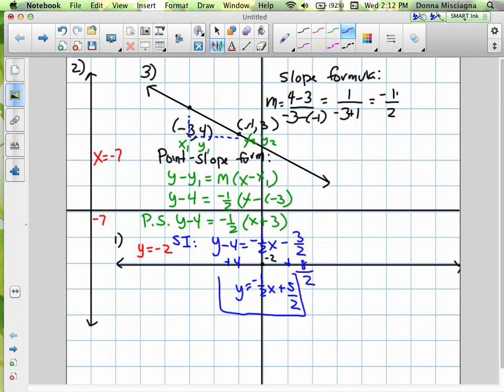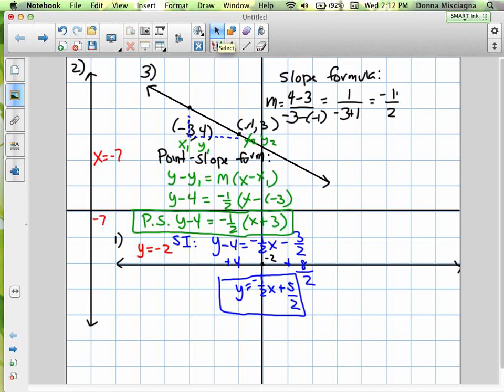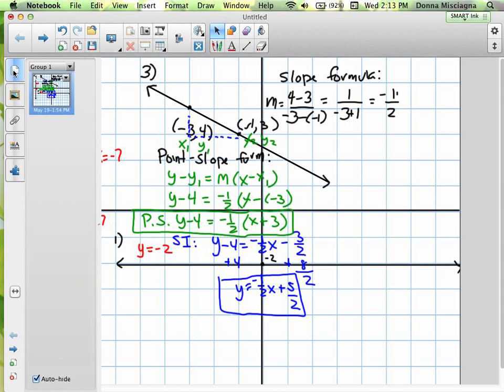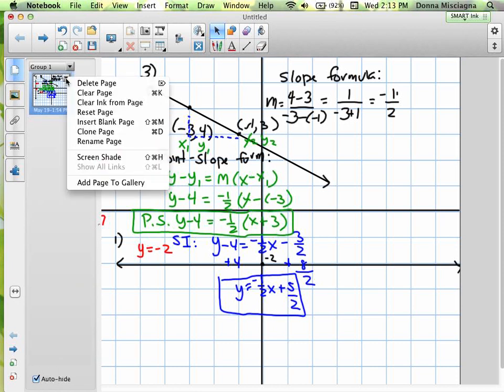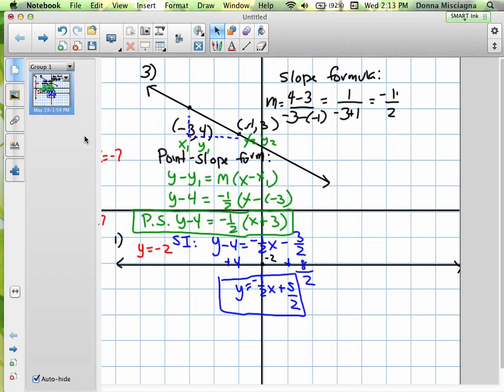So slope-intercept form and point slope form. Right? Number 4, and I think I'm going to do number 4 on the next page because I'm running out of space. So let's just clone this page. And we'll go right to number 4, since we've already done number 3.